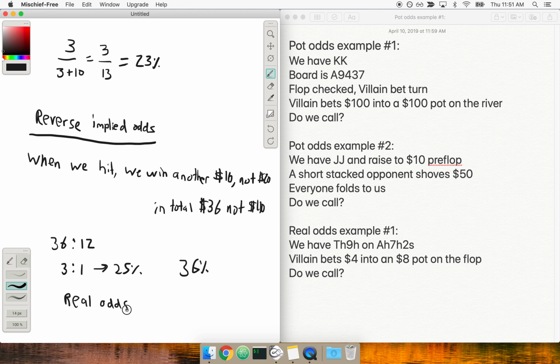The real odds can be very different from the pot odds. So I definitely wouldn't say to just use pot odds and assume that all of this stuff is going to balance each other out. I would really encourage you to go through all of this and calculate your real odds.